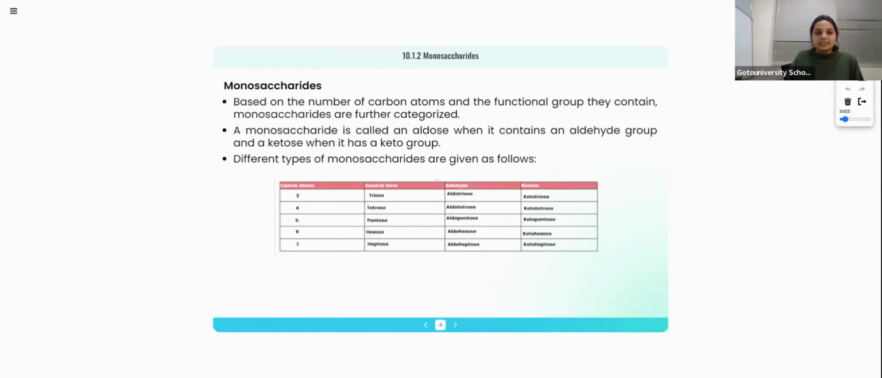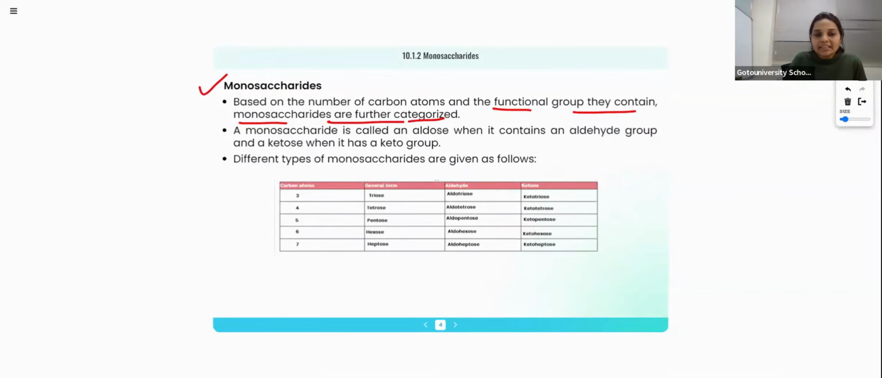Now monosaccharides. Based on the number of carbon atoms and the functional group they contain, monosaccharides are again categorized. Monosaccharides do not hydrolyze again. They are only a single unit, right? Glucose is a monosaccharide. These can be classified based on the functional group. In all carbohydrates, the aldehyde group or keto group may be there, but not both together. The hydroxyl group should be there, and the other one may be aldehyde or keto.